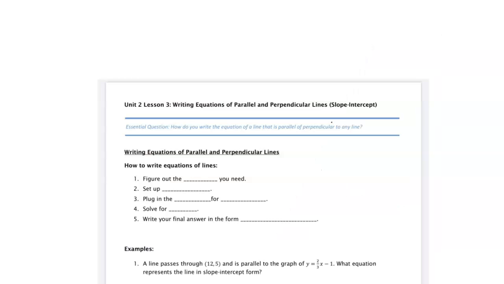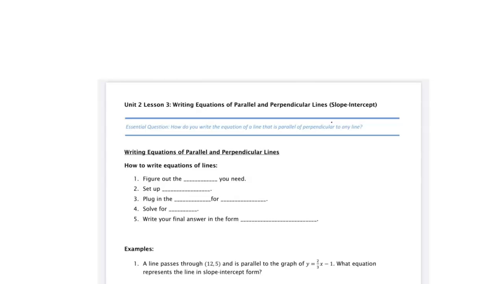In this lesson, we are going to write equations of parallel and perpendicular lines when our original line is given to us in slope-intercept form. Our essential question is, how do you write the equation of a line that is parallel or perpendicular to any line?